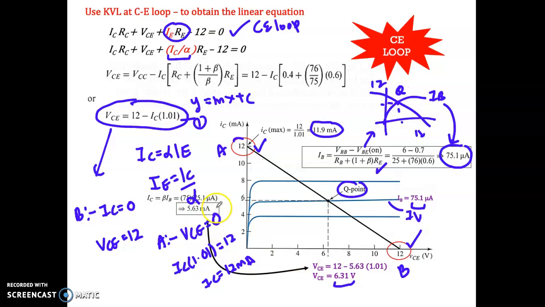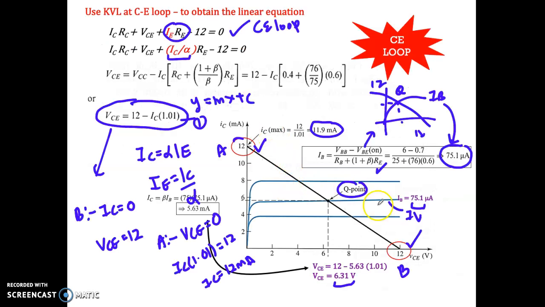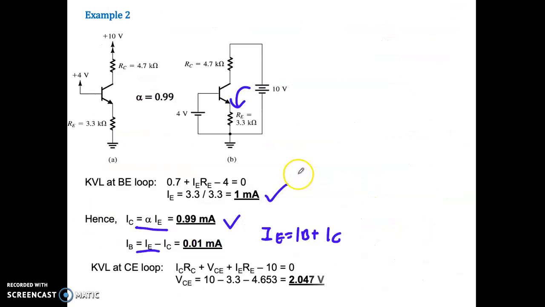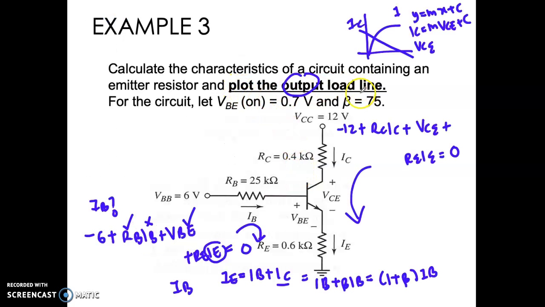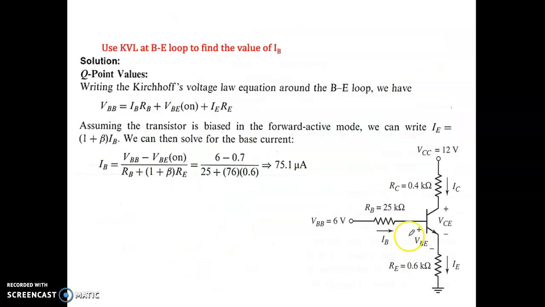So how can you get this value? After you know your IB is 75.1, you just need to plug into this equation, and this is the load line equation. Okay, so that is how you find your output load line. The question says to plot the output load line, so this is what we call the output load line. How you calculated the IB is from this loop, and then you get 75.1 microampere.